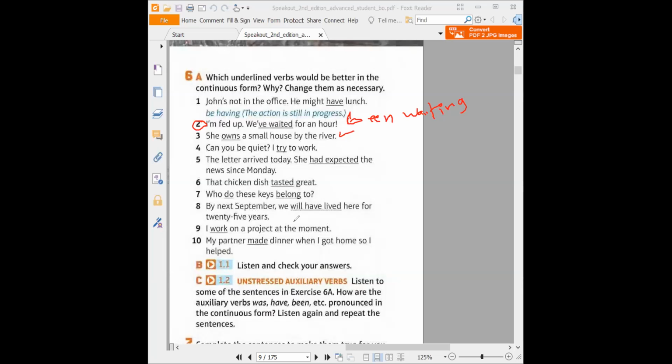Okay, Tartil, your turn. Can you be quiet? I'm trying to work. Yeah, just ing and am. That's a piece of cake. Okay, one for me. I will take it. Number 5: The letter arrived today. She had expected news since Monday. Well, she had been expecting news. So why don't we say she has expected?